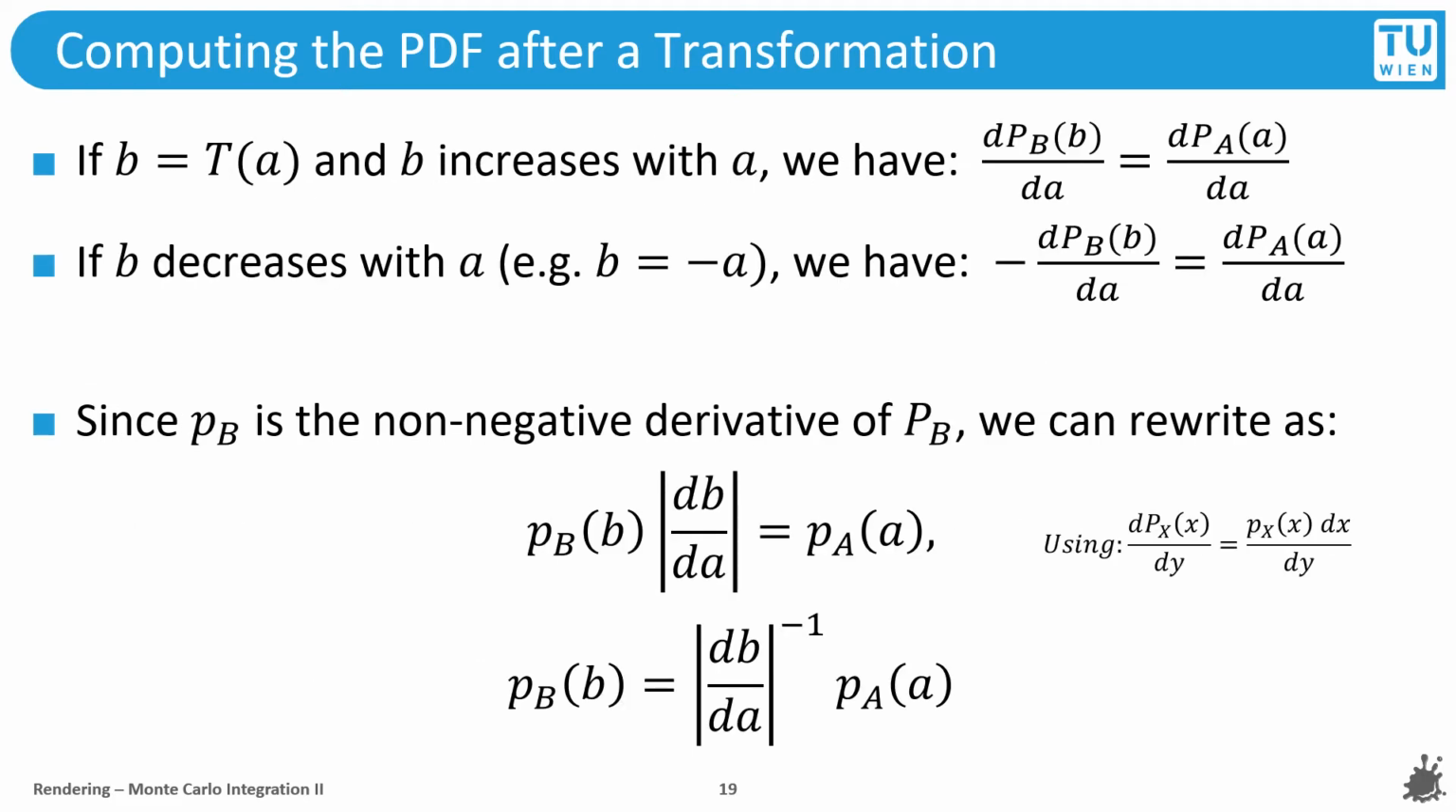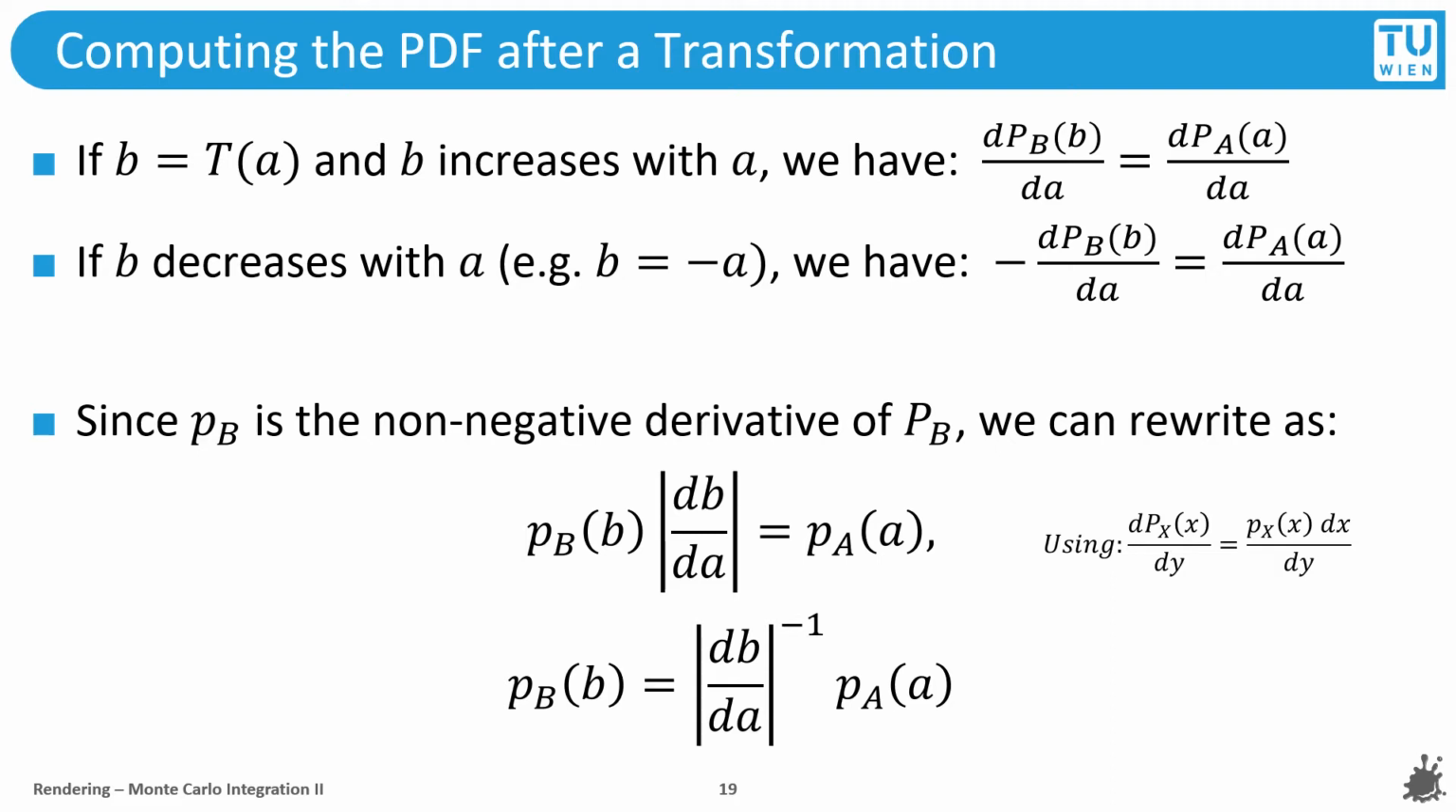So that leaves two possibilities for the output of the transformation. It can either increase with the input or it can decrease with the input. For instance, if the output of the transformation is just the negative input. In both cases, we have an equality for the change in the CDF of the output values over a change in the input values, and the change in the CDF of the input values over a change in the input values. The term on the right is just the derivative of the CDF for A, and we know the derivative of the CDF is the PDF.